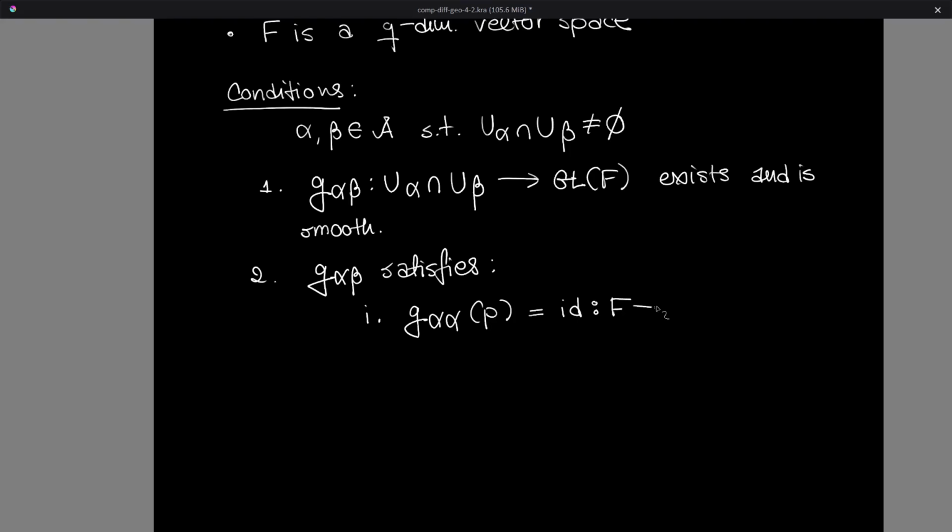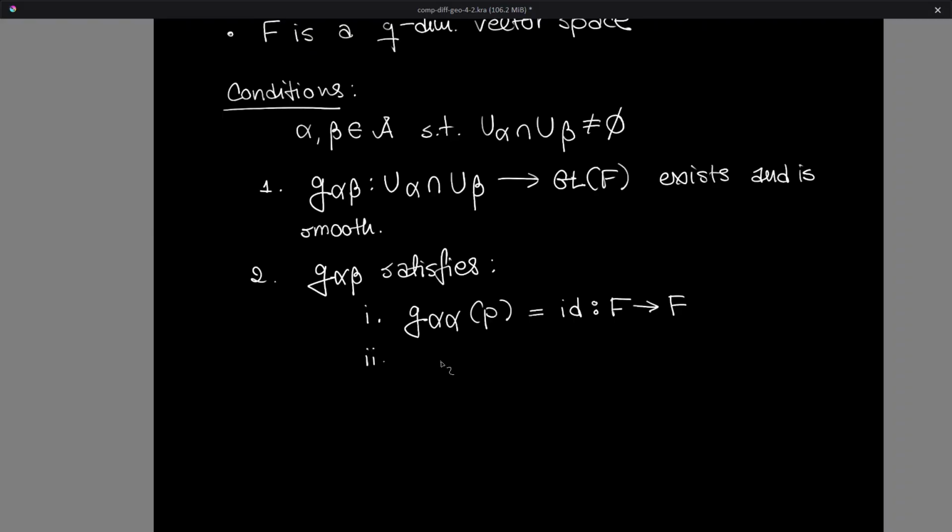Which kind of makes sense, you know. If I'm trying to take the transformation of f_p as it is on U_alpha to f_p as it is on U_alpha, where I would normally say U_beta but instead I'm saying U_alpha, then I would expect that to be the identity map, right? If I go from U_alpha's representation to U_alpha's representation, then it should be the identity map. That's what this condition is saying.